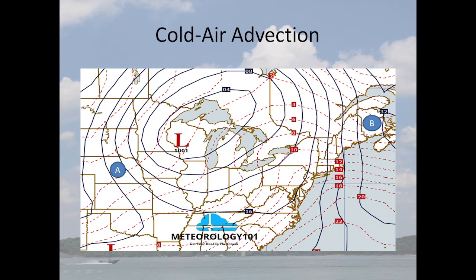So cold air advection, say point A: isotherms colder to the north being pushed south as the wind rotates counterclockwise around the low. B, the tighter thermal gradient. This is the same chart, but we're looking at cold air advection.